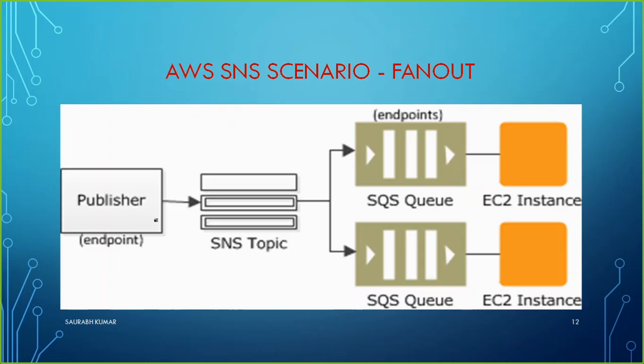Next is the AWS SNS scenario. As I said, SNS is not only called a push, it is also considered a fan out. This is the term I have been discussing, which I will explain in the next slide. So here it is mentioned: fan out. Why is it called a fan out?